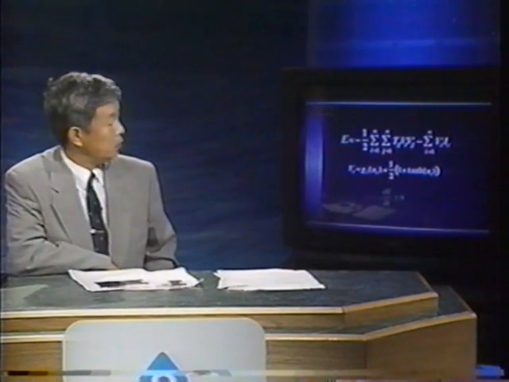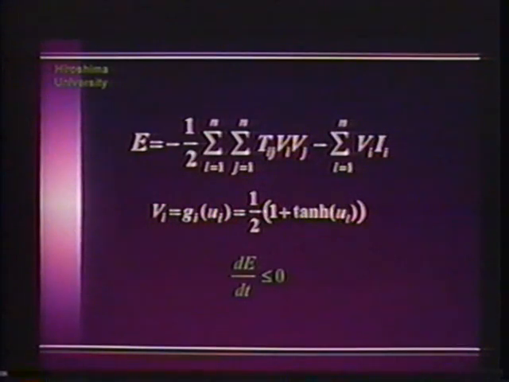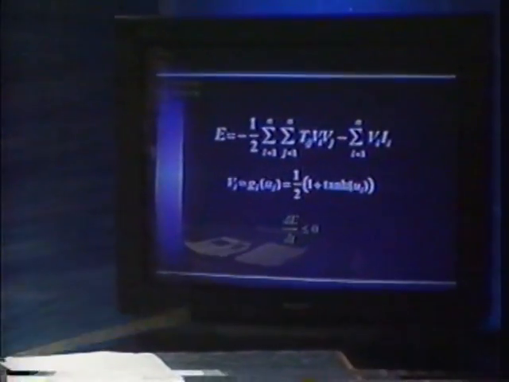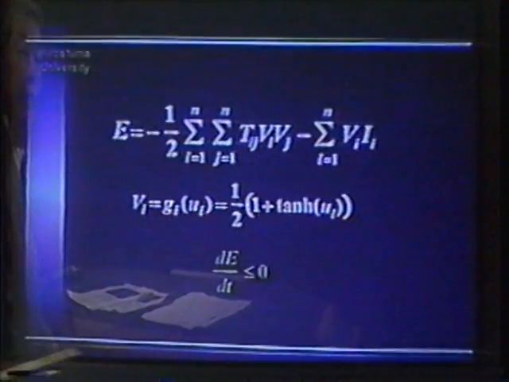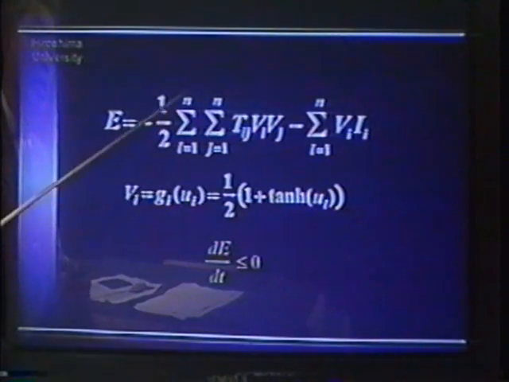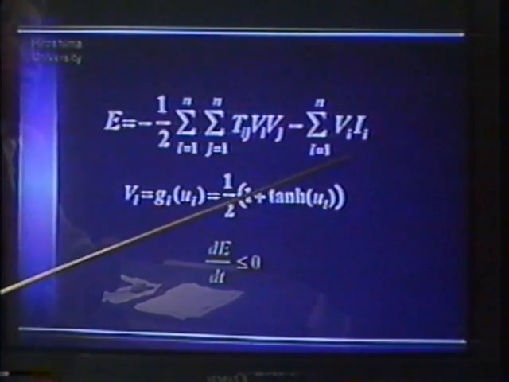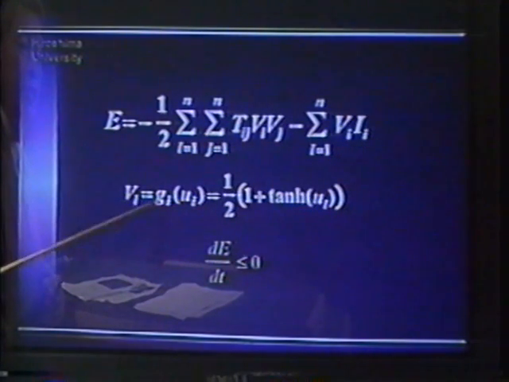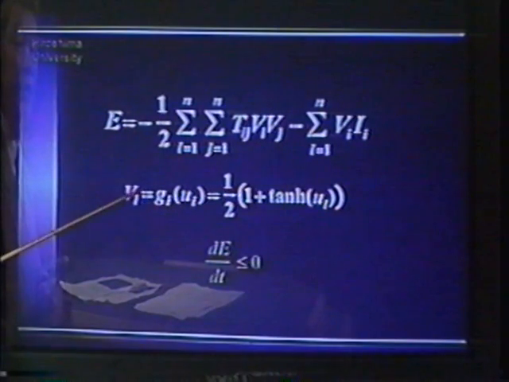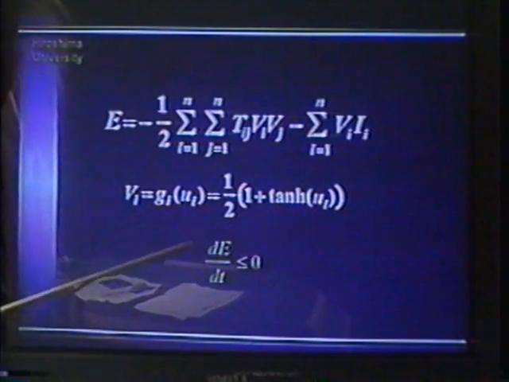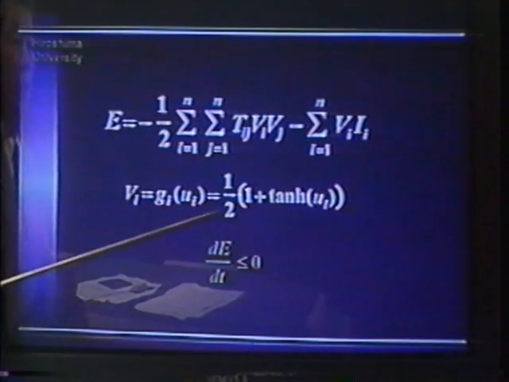Skipping the details, what I'm showing is the energy function associated with the Hopfield neural networks. This is called the standard energy function for the Hopfield network with N neurons. This is the second-order term, and this is the term related to the bias current. And the function Vi equals Gi of Ui, where Ui is the input to the neuron and Vi is the output. And this is (1 plus hyperbolic tangent of Ui) divided by 2, meaning the sigmoid function.